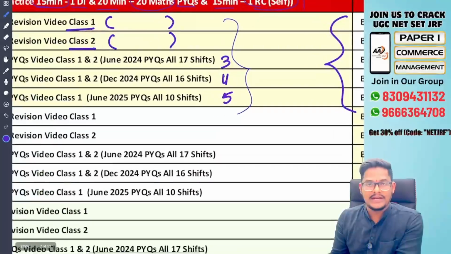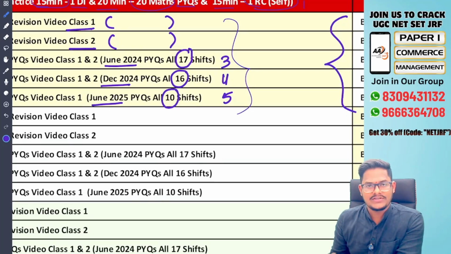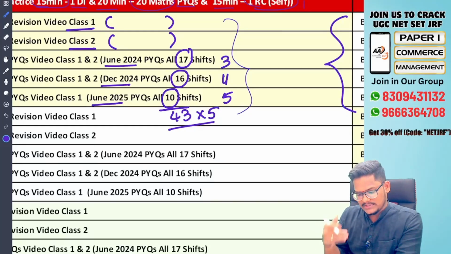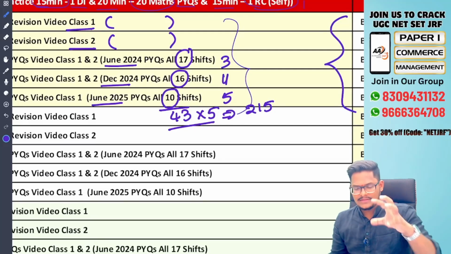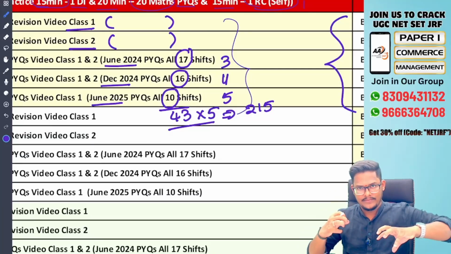Teaching aptitude related previous year questions: in June 2024, a total of 17 shifts were conducted, December 2024 had 16 shifts, and June 2025 had 10 shifts. Total 43 shifts, with 5 questions from each shift, so almost 215 questions. In these 3 days, you should complete these 215 questions of teaching aptitude.